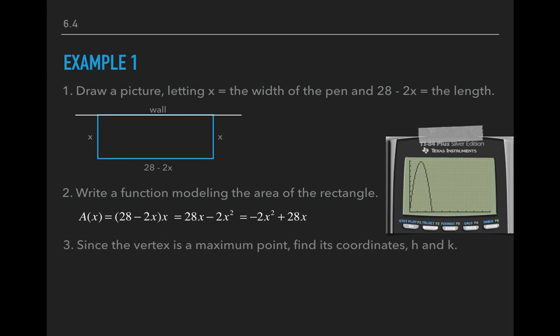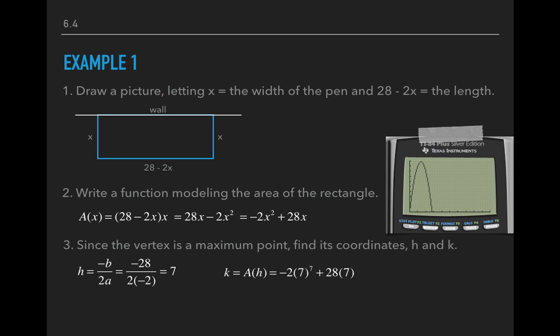Since your vertex, that turning point up at the top, is your maximum, we need to find its coordinates, the h and k. All right, so h is the opposite of b over 2a. Our b value is 28, so make it opposite, divided by 2 times negative 2. That's going to give us 7. So our maximum width is 7 feet. That's what we're going to work with.